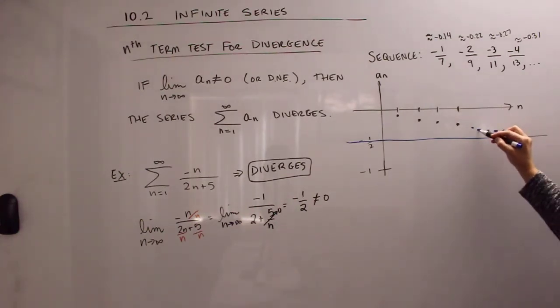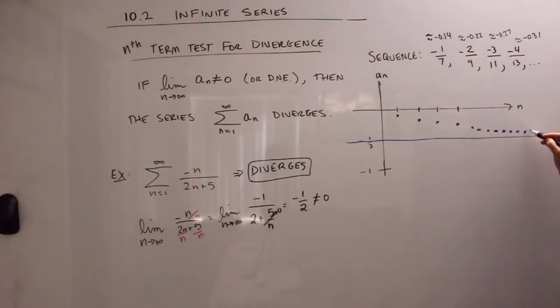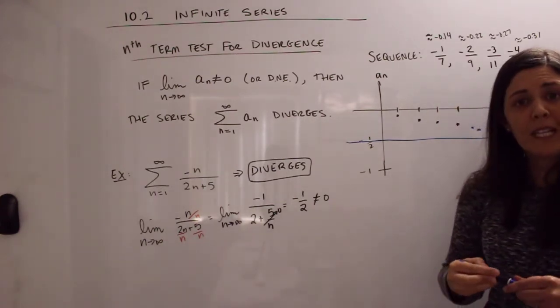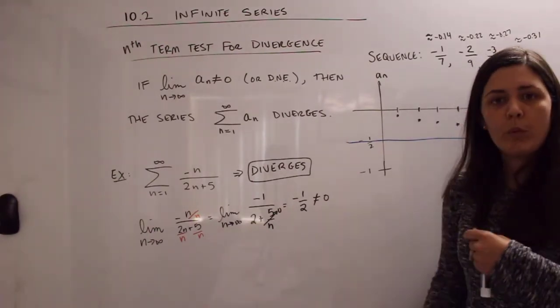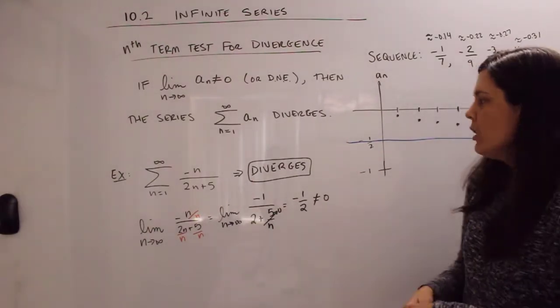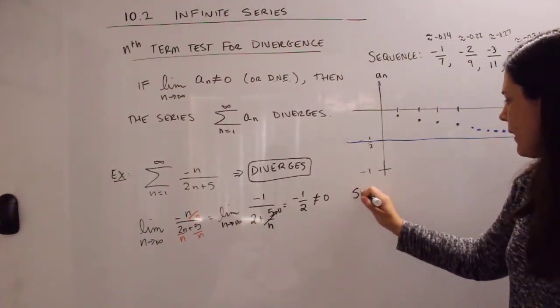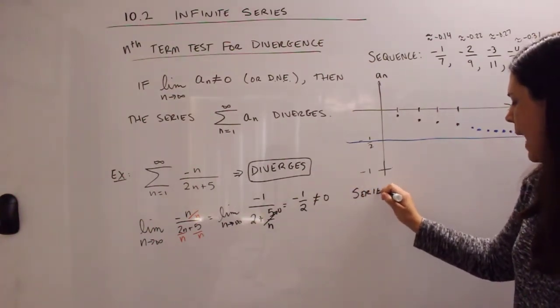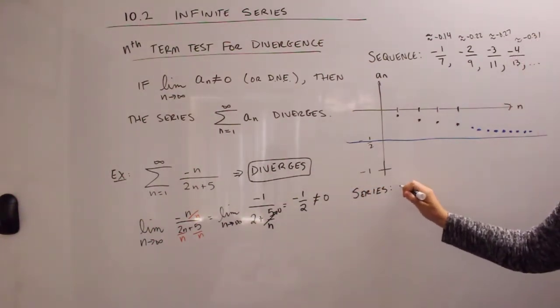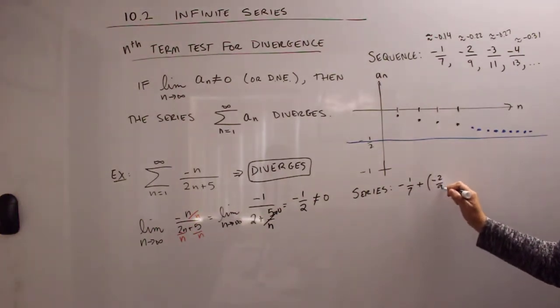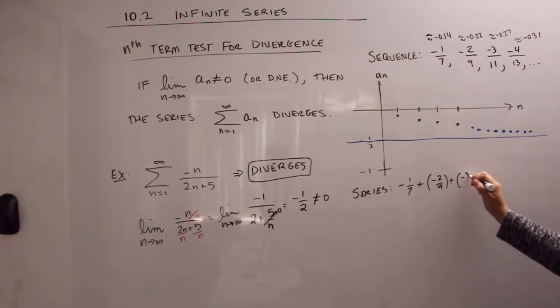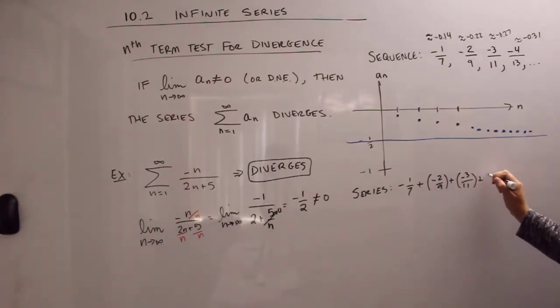Those are supposed to be points. Okay, so they're going to approach negative 1/2. So that's for the sequence. But the difference with the series is that it's about adding those terms. So for the series, I would have to be adding those terms. So it would look like negative 1/7 plus negative 2/9 plus negative 3/11 plus negative 4/13, and so on and so on.